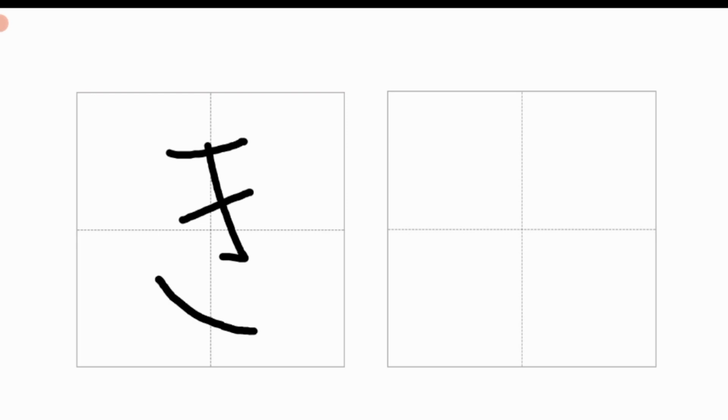Good. Let's write one more time. So first, top line. Second, middle line. And third, vertical down. Fourth, small curve left. This is ki. Great. Ki is a little difficult to keep balanced, isn't it?